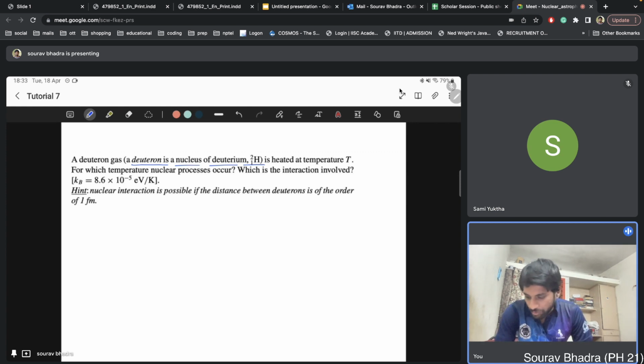So what is the problem? A deuterium gas is there, and we need to calculate the temperature for which the nuclear process occurs.